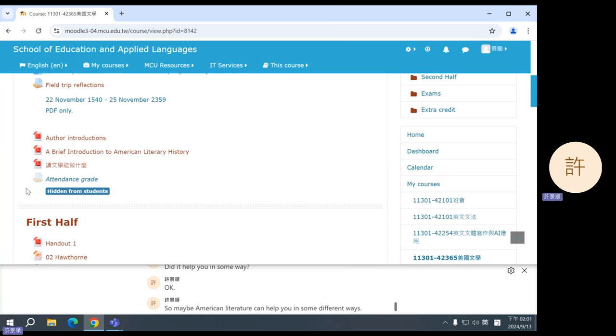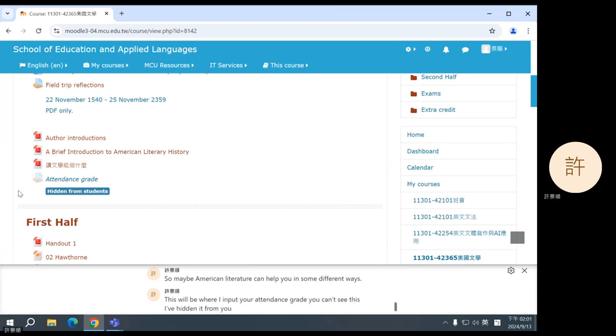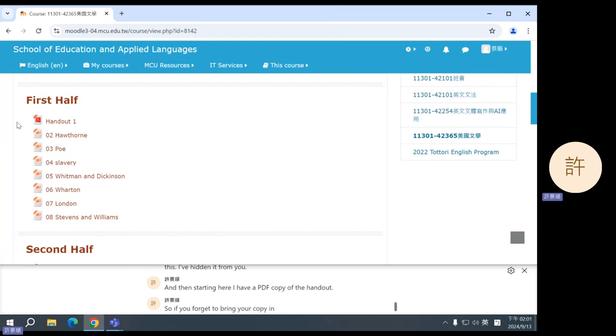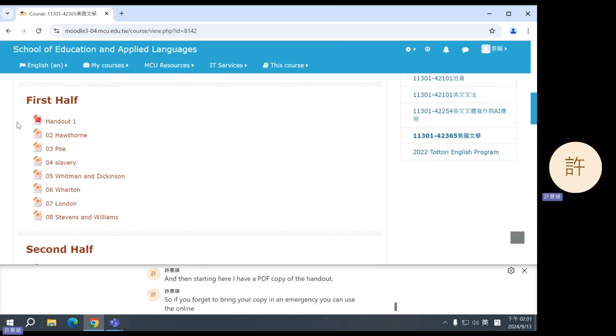This will be where I input your attendance grade. You can't see this. I have hidden it from you. And then starting here, I have a PDF copy of the handout. So if you forget to bring your copy in an emergency, you can use the online version.